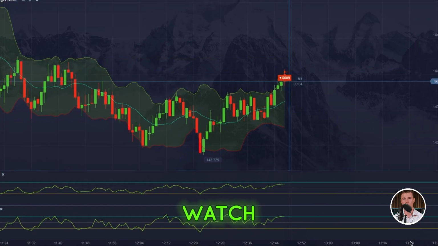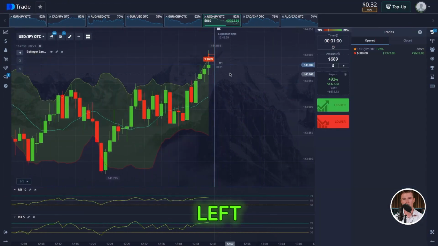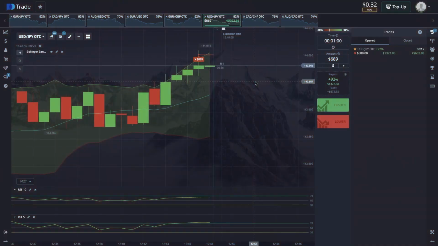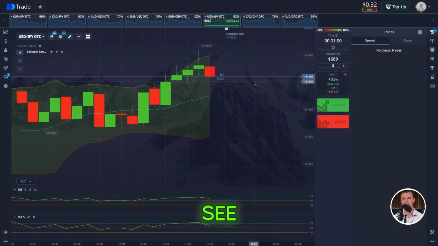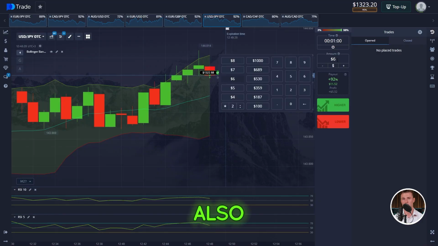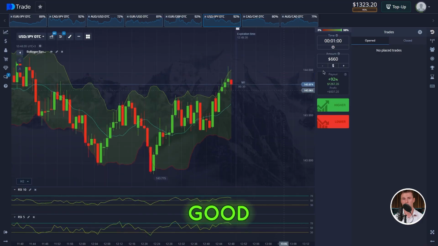So let's watch. There are 20 seconds left before our deal is completed. As you can see, the deal has been closed again. Plus, the resistance area was also based here, and we had a very good entry point.